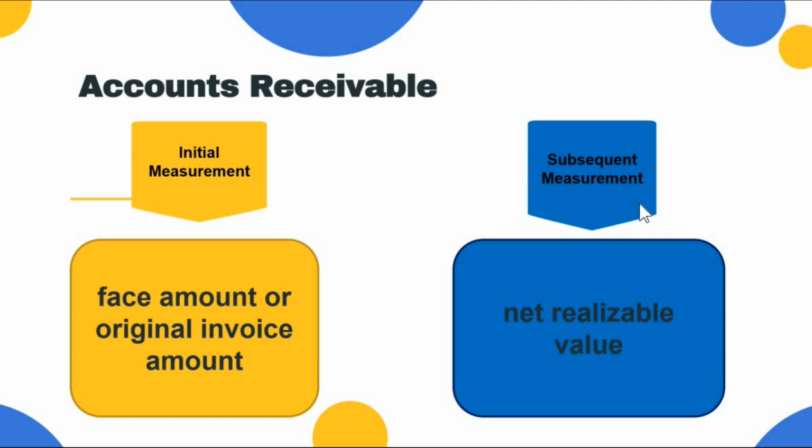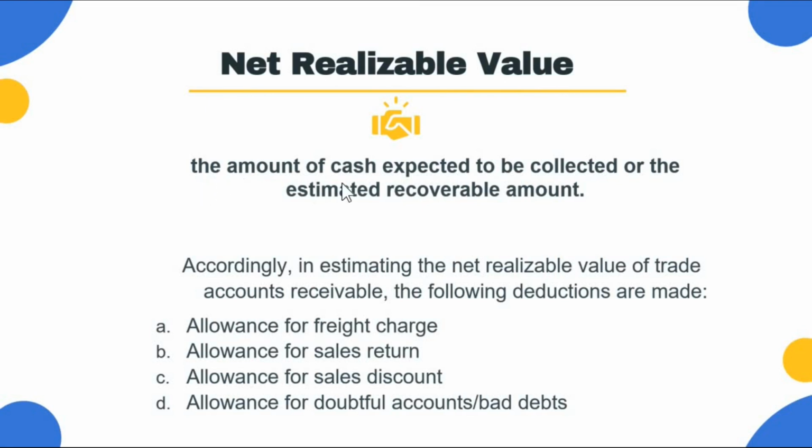Generally, receivable shall be measured at amortized cost, but for accounts receivable, since the term amortized cost is not very applicable, the most appropriate term for the subsequent measurement of accounts receivable is net realizable value. When we say net realizable value, this is the amount of cash expected to be collected or the estimated recoverable amount. Accordingly, in estimating the net realizable value of trade accounts receivable, the following deductions are made.